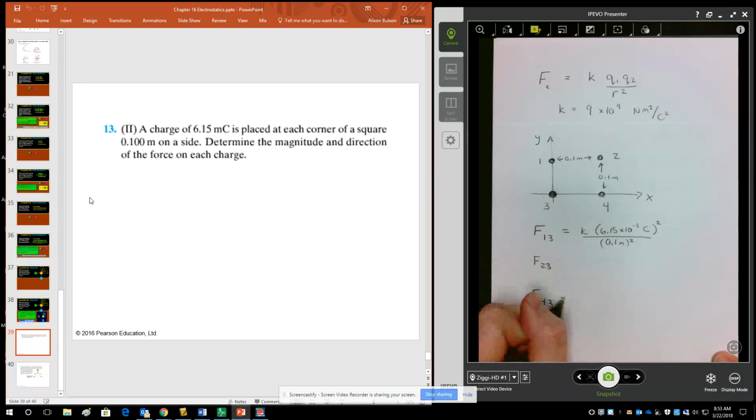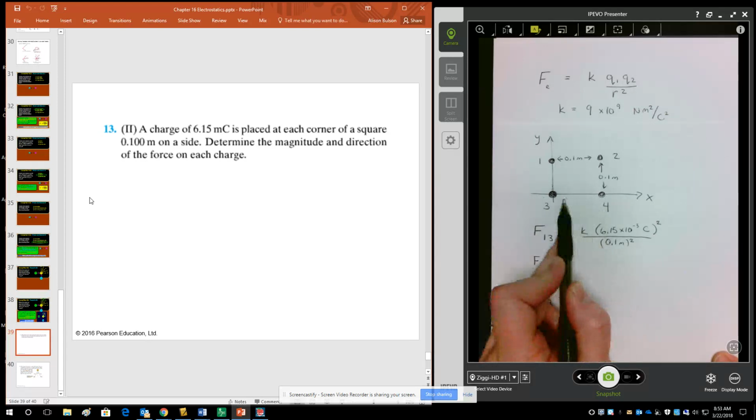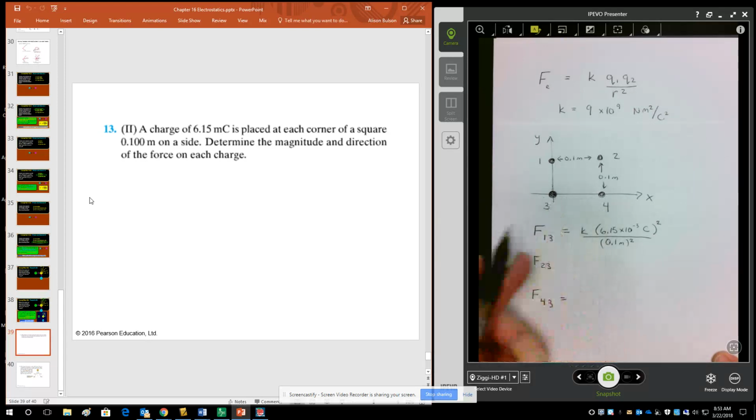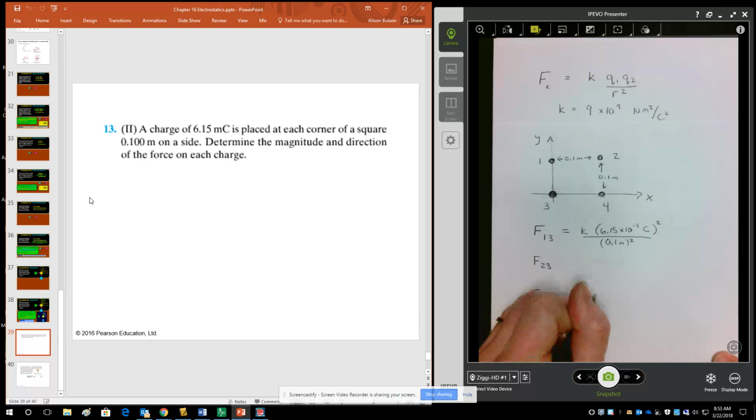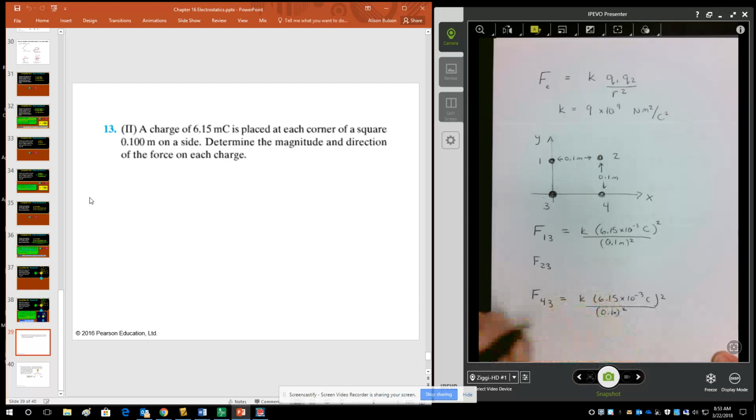I'm going to skip to 4 on 3 because 4 on 3 is going to be the same. I am one side away. I have K, Q1, Q2, divided by distance squared. So the magnitude of the force of charge 3 on charge 1, and the magnitude of the force of charge 3 on charge 4, is going to be the same, but they're going to be in different directions.